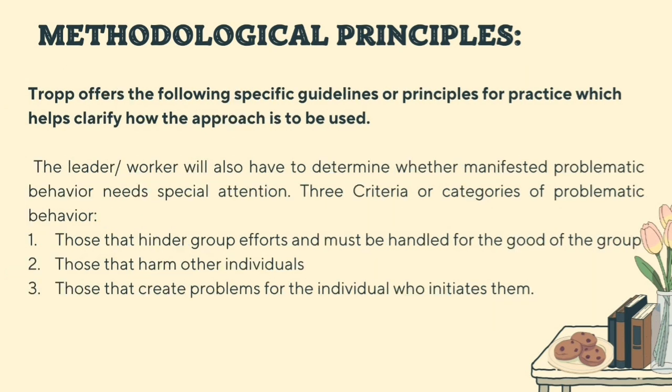So the leader or the worker will also have to determine whether the manifested problematic behavior needs special attention. So Trecker considers the following as the three categories of problematic behavior. So first, those that hinder group efforts and must be handled for the good of the group. So the second one, we have those that harm other individuals. And lastly, those that create problems for the individual who initiates them.